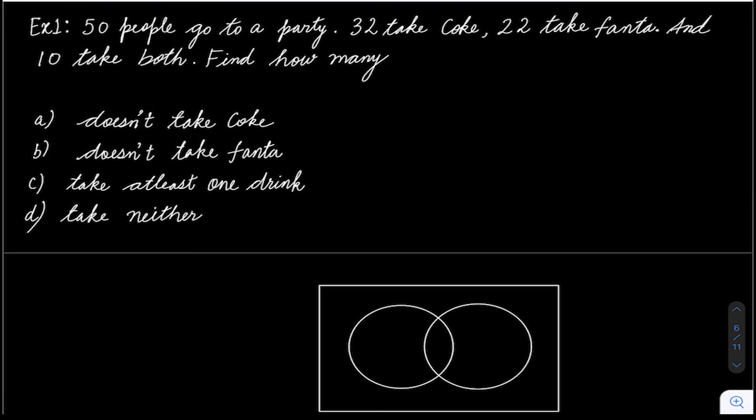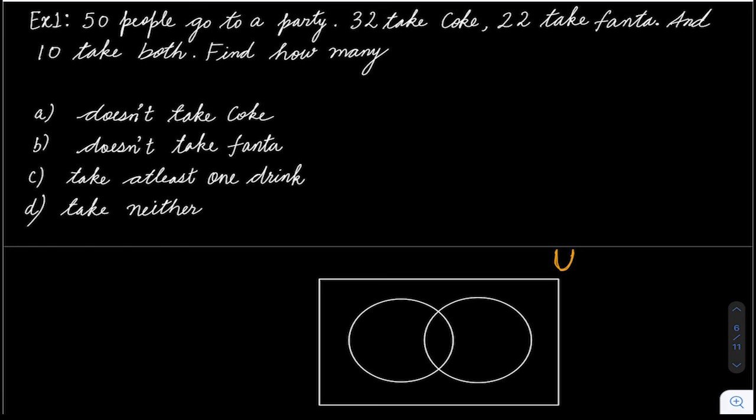So 50 people go to a party. Okay. So it means this total 50 becomes our universal set. 32 take Coke and 22 take Fanta. So how many don't take Coke? Total are 50. 32 take Coke. So the people who don't take Coke is 50 minus 32. So this will be 18. And similarly, people who don't drink Fanta will be 50 minus 22. That is 28. Okay. So the answers for these two parts are very easy.